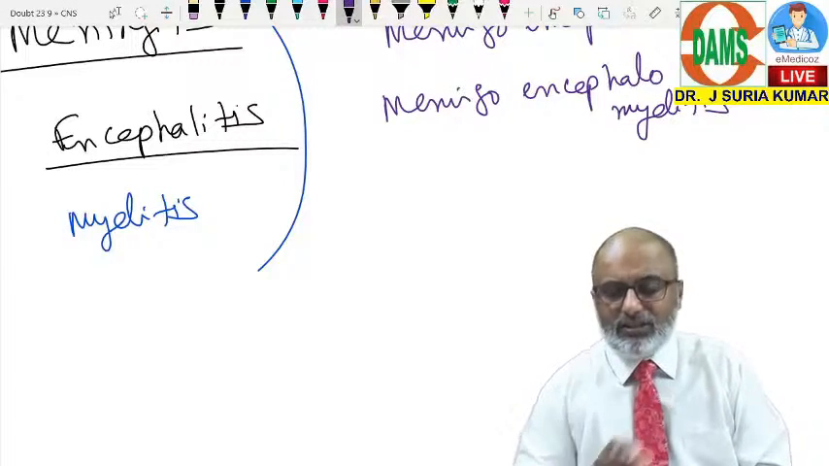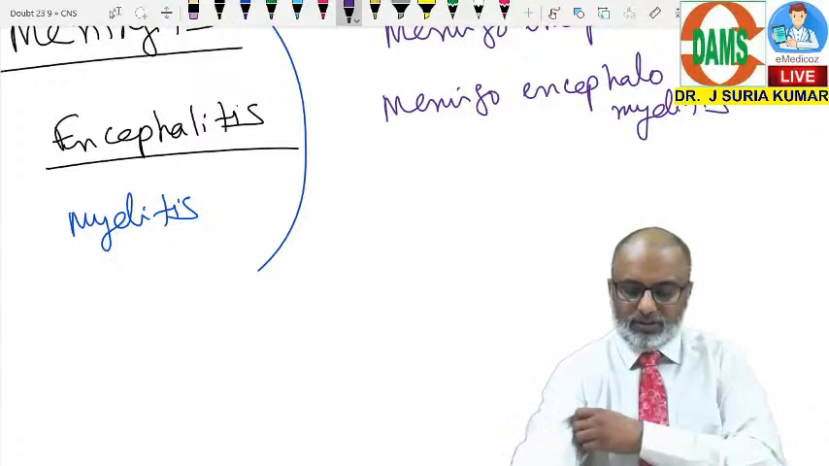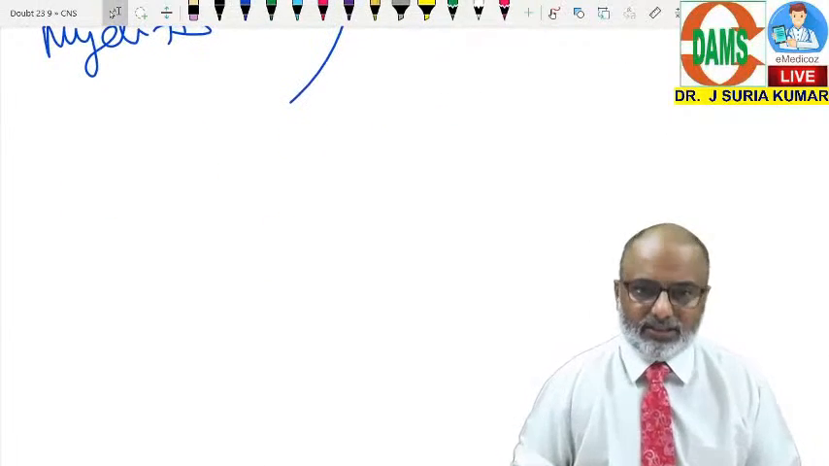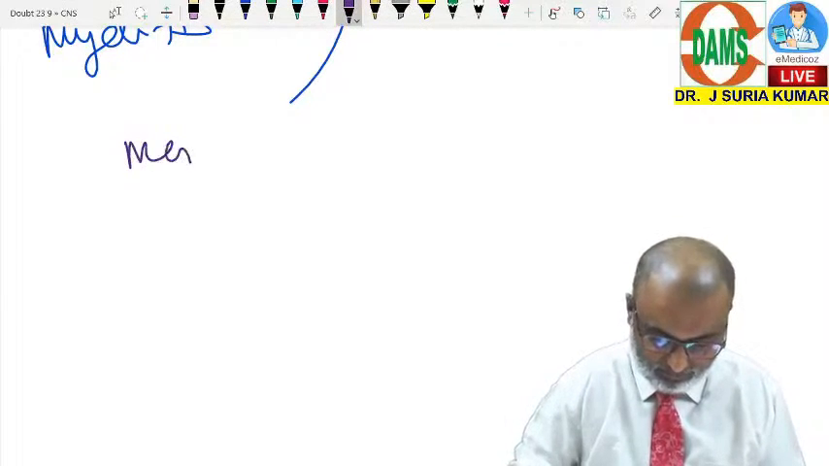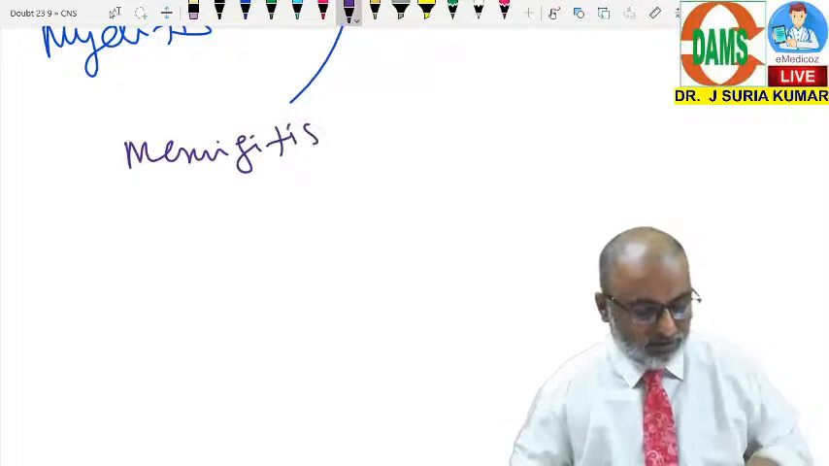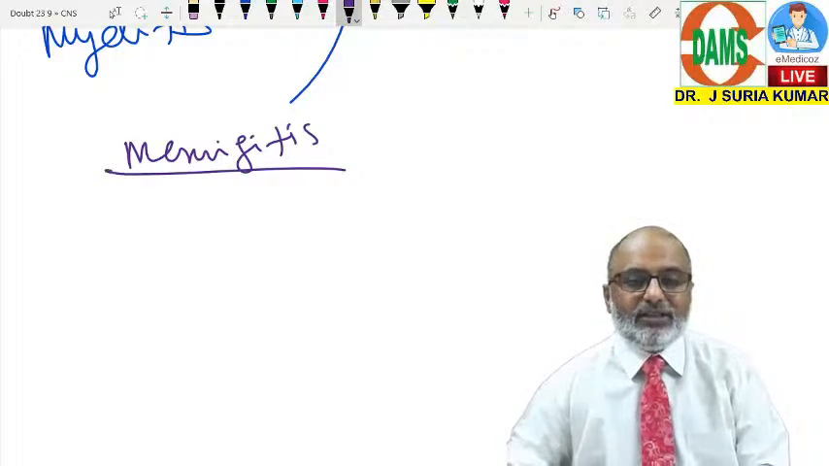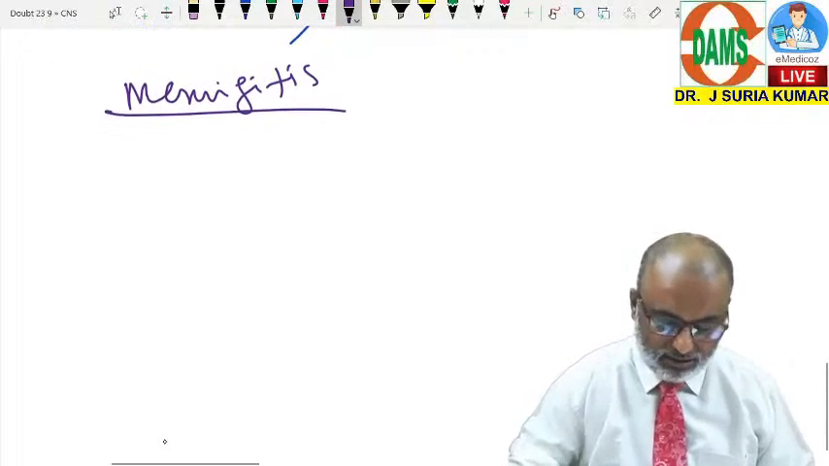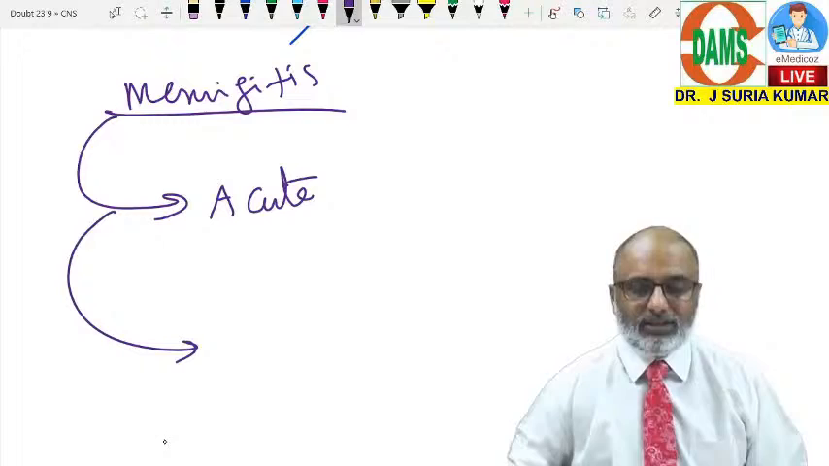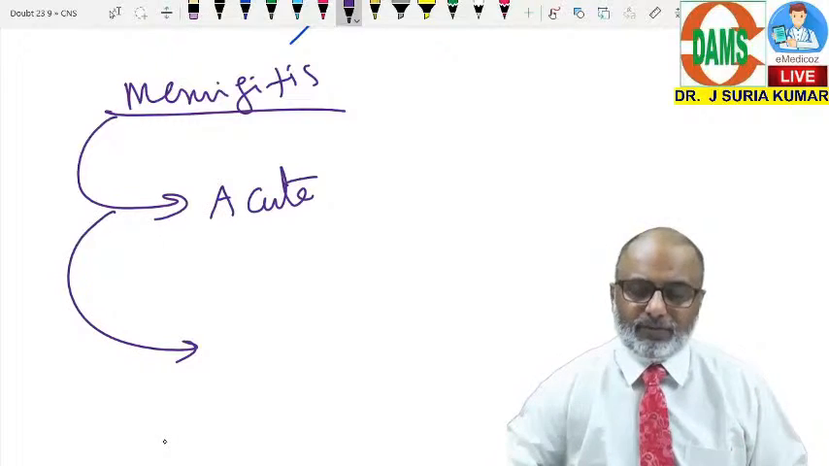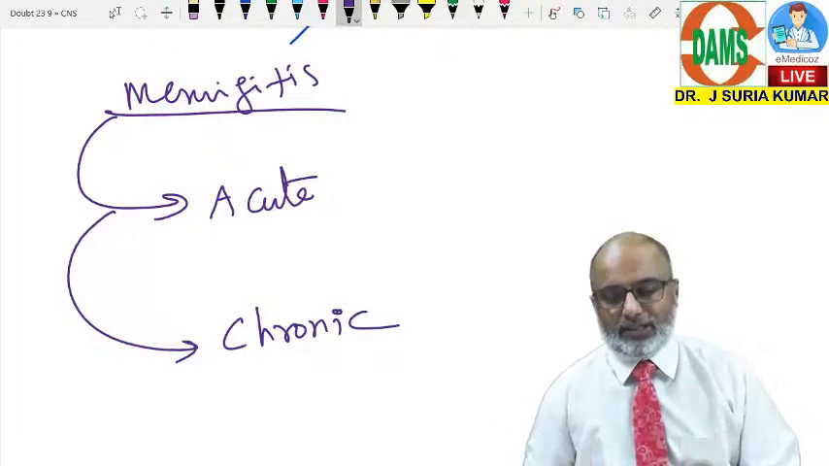One is based on the structure, another one is based on the organism. Now, today we are going to discuss mainly meningitis. These meningitis we are classifying based on the duration. One is called acute meningitis, abrupt onset. If it is prolonged, present for a long time, we call it as chronic meningitis. So one is acute, another one is chronic.